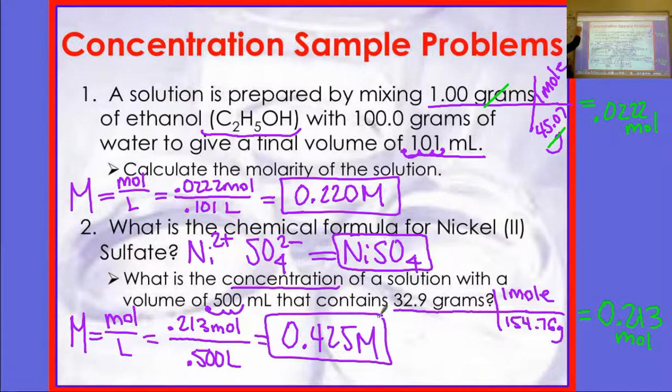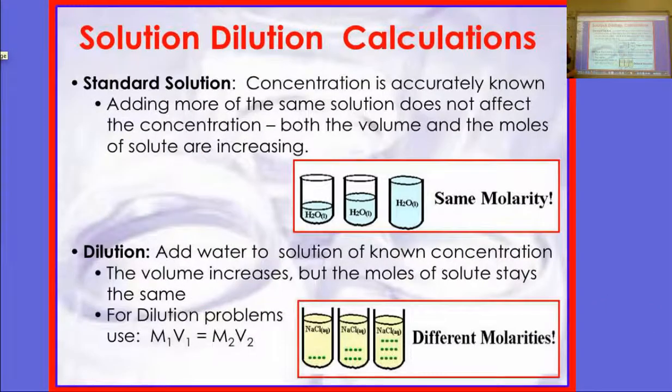Okay, now that we know how to calculate concentration, we're going to add just a little twist. Calculating that concentration is my standard solution. It's the one that you start with, the one where the concentration is accurately known, and if you add more standard solution to standard solution, you don't change your concentration at all. The volume would change, but the moles would also change, so your concentration stays the same.